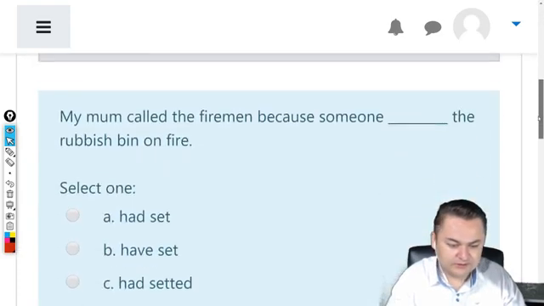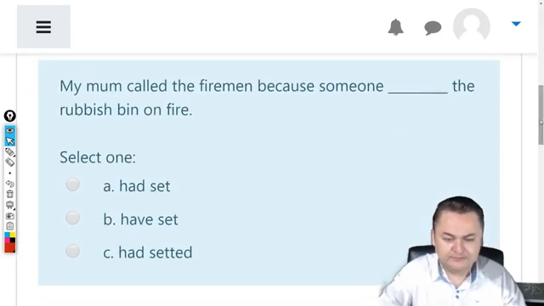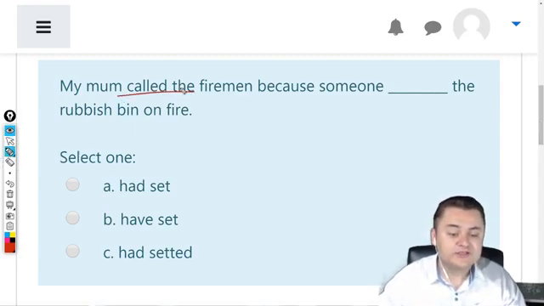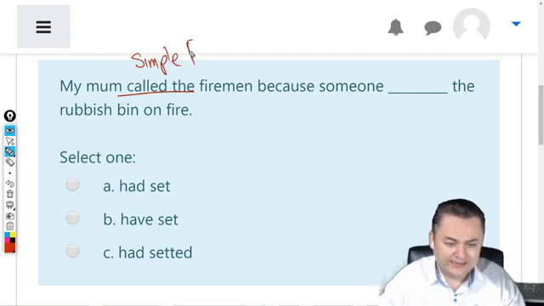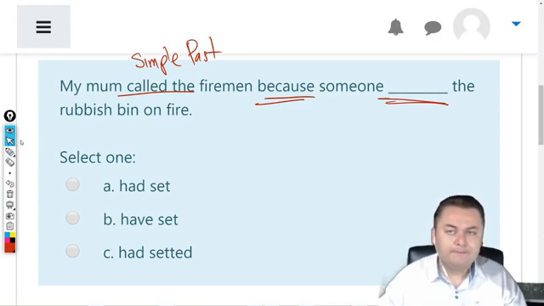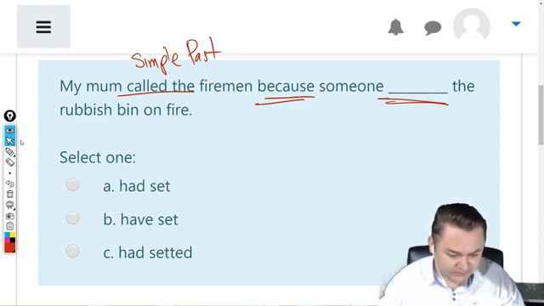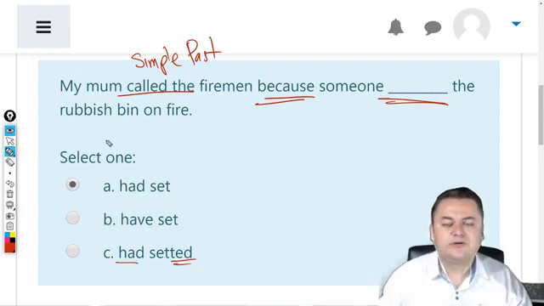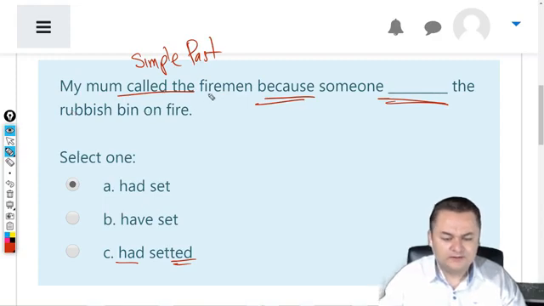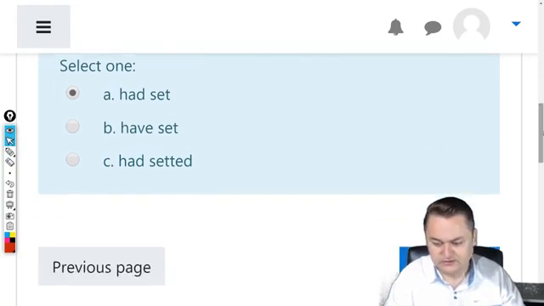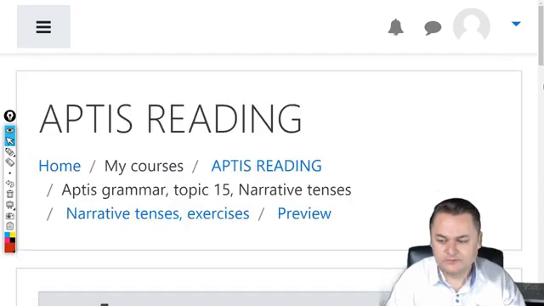And we do next. And we continue here. My mom called the fireman because someone set the rubbish bin on fire. So this is again simple past. I hope you can understand. This is the linker. Then this should be past perfect, and that would be this one, because even though this looks like said, it is an irregular verb. So my mom called the fireman because someone had set the rubbish bin on fire.